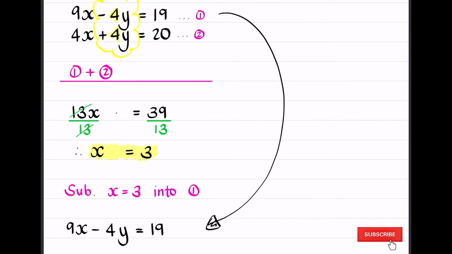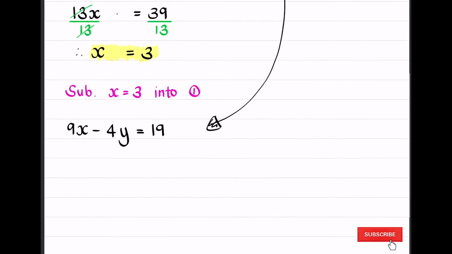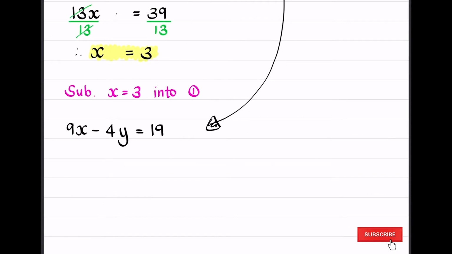All right, now I'm going to take the x value that we've just calculated or determined, which is 3, and I'm going to replace the x with that 3. So that means that I'm going to have 9. When I do substitution, I replace it with the 3, but I put it into brackets. Minus 4y is equal to 19.